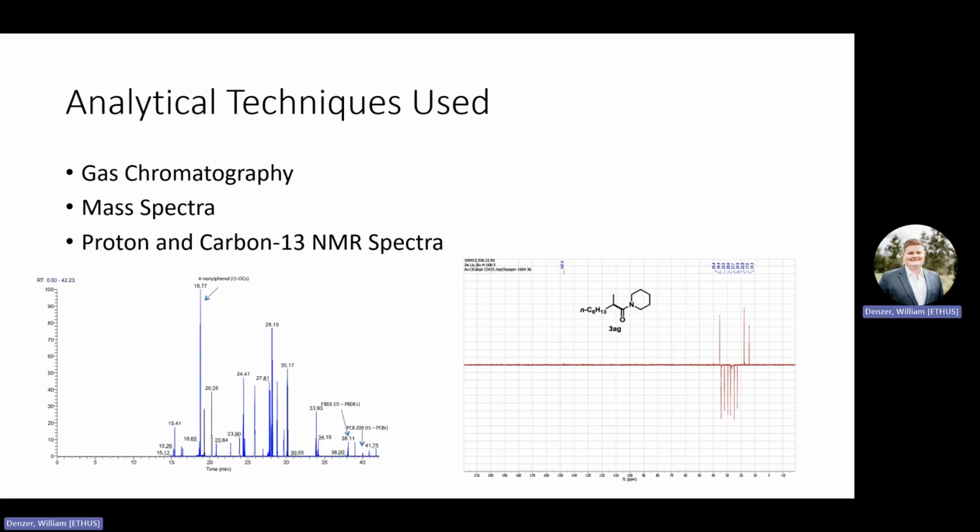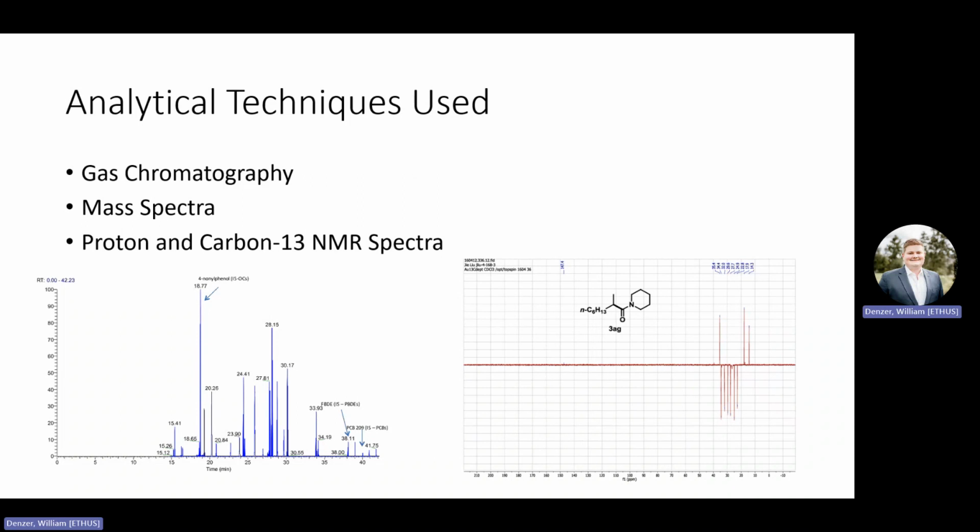A few analytical techniques were used in this paper. The first one being gas chromatography. So gas chromatography is a thin tube through which there are 2 phases, a stationary liquid phase, which coats the inside of the tube, and a mobile or transient gas phase.